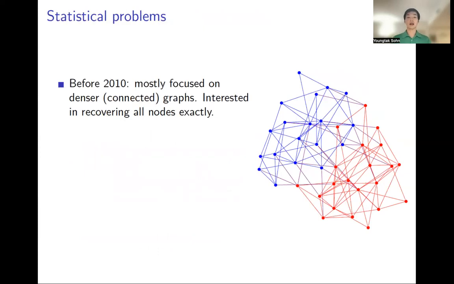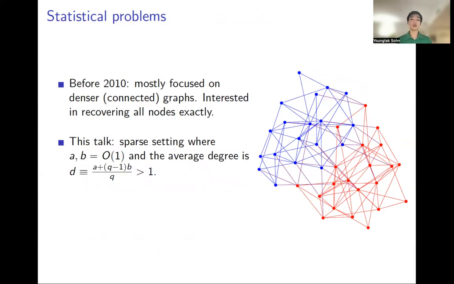Before 2010, the theoretical analysis of the block model mostly focused on the dense region, where the graph is connected with high probability. Then the interest is in recovering all nodes exactly. In this talk, however, we'll consider a sparse setting where theoretical analysis can be a little harder due to the lack of concentration of the degree distribution. If a and b are of order 1, the number of edges in this graph is typically linear in n. And the average degree is given by (a + (q-1)b)/q, and I'll assume it to be greater than 1, because if d is less than 1, all the connected components will be very small, and it will be impossible to infer the communities.